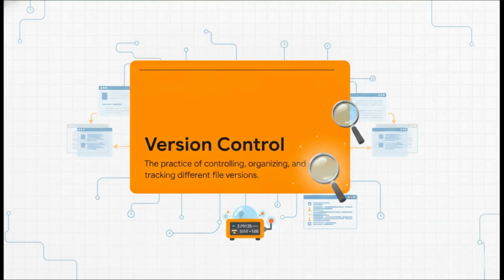So first things first, what exactly is this? Basically, version control is the practice of controlling, organizing, and tracking different versions of your computer files over time. Honestly, the best way to think about it is like a time machine for your code. It lets developers seamlessly revert changes, mitigate the damage from those inevitable mistakes, and literally travel back to any specific point in a project's history. You can see exactly what a file looked like on, say, a random Tuesday 3 months ago.